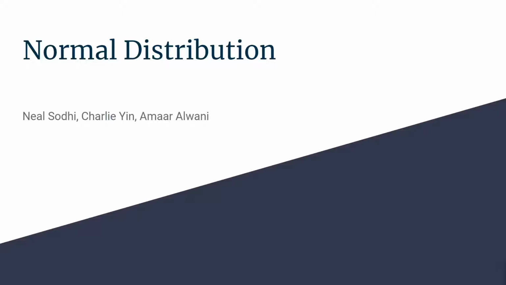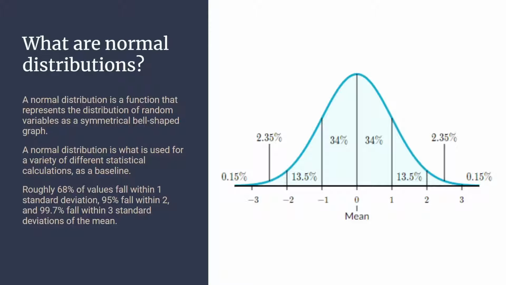Hello, and welcome to the normal distribution video. What are normal distributions? A normal distribution is a function that represents the distribution of random variables in a symmetrical bell-shaped graph. We can see this when we look at the graph, as the graph itself represents a bell shape and is symmetrical on both sides with the probabilities on either side of the mean being equal.